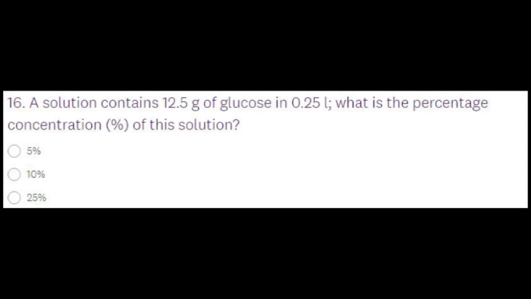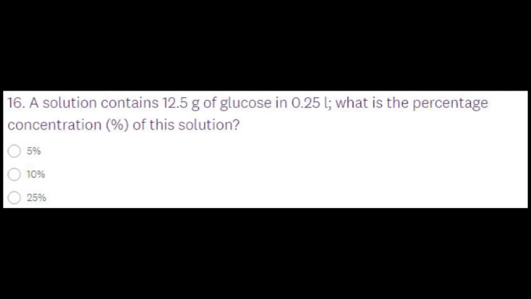Question number 16. A solution contains 12.5 grams of glucose in 0.25 liters. What is the percentage concentration of this solution? Options are option A 5%, option B 10%, option C 25%. Option A, 5%, is the right answer.